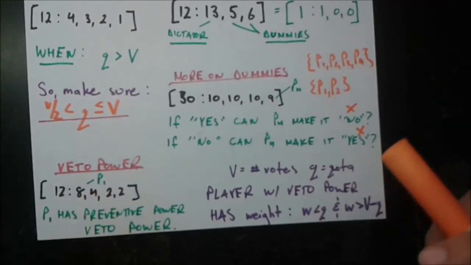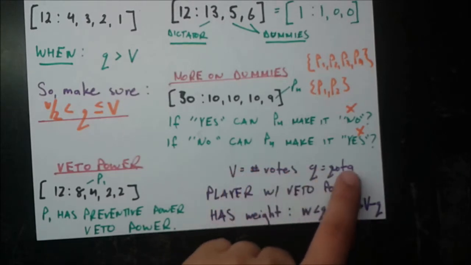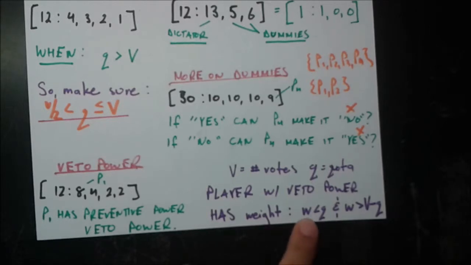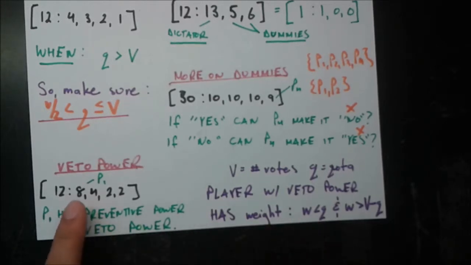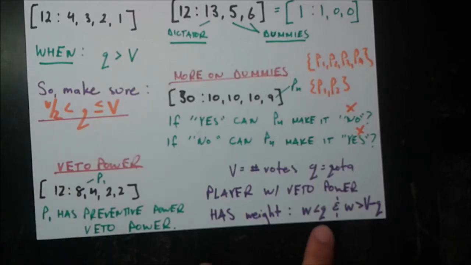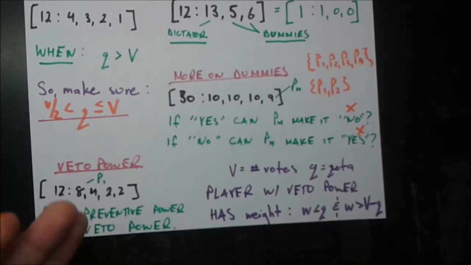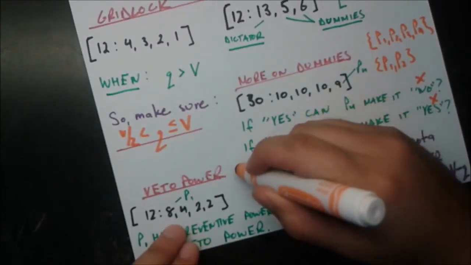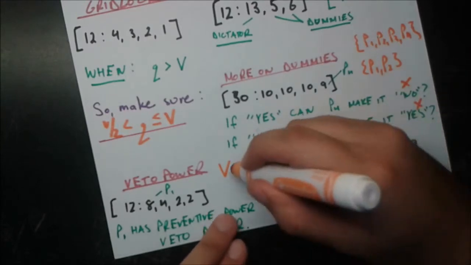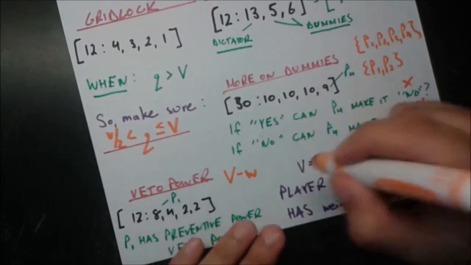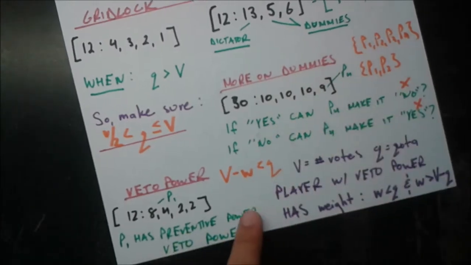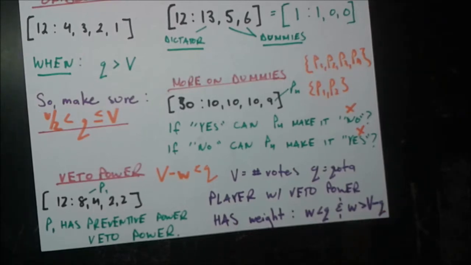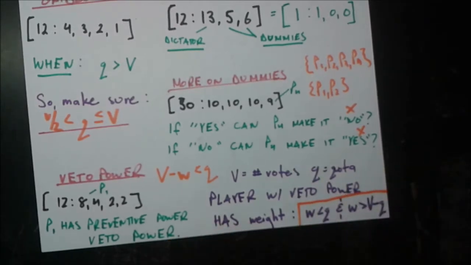So let's formally define this. Let's say V is the number of voters, Q is the quota. Any player with veto power has a weight. Let's say his weight is W. His weight has to be less than Q, because if it's greater than Q, then he's a dictator, which we're saying he's not. So his weight has to be less than Q. But what else do we know about his weight right here? Well, we also know that if we have the number of votes in the weighted voting system and we subtract his weight, then that's not enough to meet the quota. That's less than the quota. So if we just rearrange this a little bit, we're going to get the inequality right here. We're going to get W is greater than V minus Q. So these 2 conditions together define someone who has veto power.